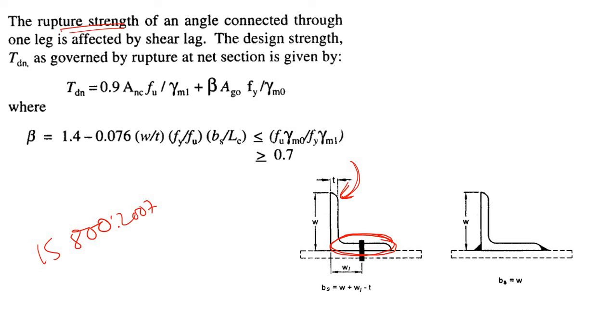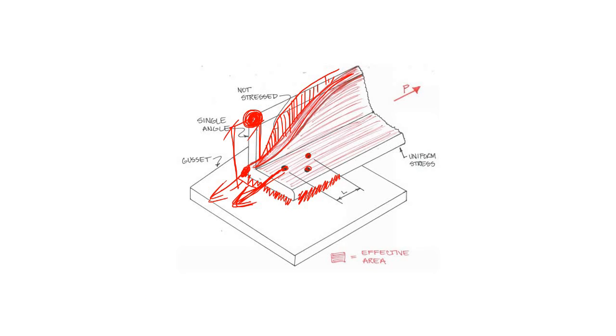Now in this connected leg we are only bothered about the net cross section and we need to find out the rupture strength, whereas in the outstand leg we are interested in the yield capacity of this outstand leg. Now to find out the yield capacity of this outstand leg, we need to find out the gross cross sectional area of this outstand leg. But here you have seen that the whole cross section of this outstand leg is not participating or is not being stressed.